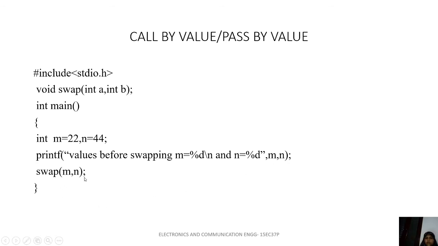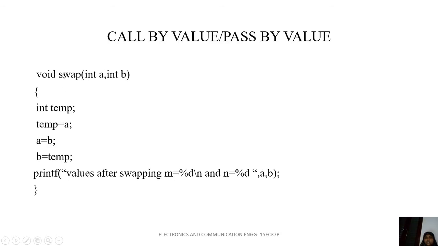swap(m, n). Swap is the function name, and the arguments it is passing are the values stored in the variables m and n to the function swap. In the next part we are writing the function definition. The function name is swap, and int a and int b are the two arguments or parameters. The value of m is stored in a and the value of n is stored in b initially.